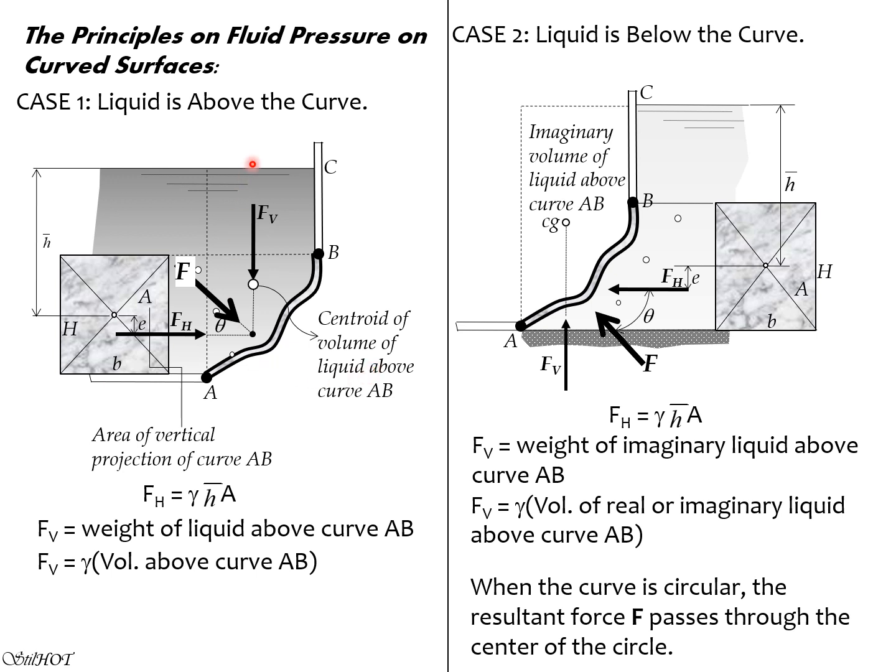For the vertical component, there are two situations. When the liquid is above the curve, it is downward, and it is equal to the weight of liquid above this curve up to the liquid surface. For the other situation, where the liquid is below or under the curve, then it is upward. But the formula is the same, although in the second situation, we use gamma of liquid times the volume of this imaginary liquid. So that's the only distinction. So I will end the lecture now.